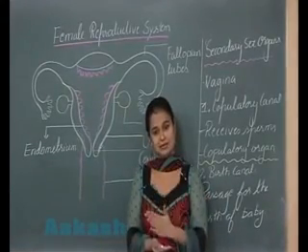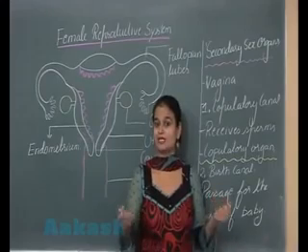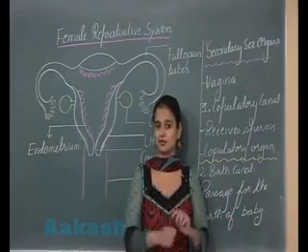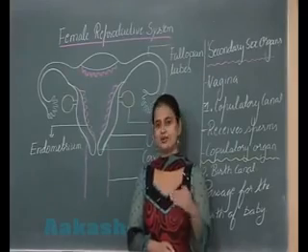So the different components of the female reproductive system are very clear to you. Now the male gamete has been formed, the female gamete has been formed. Now it's time for the fusion of the gametes. It means now we have to study fertilization.